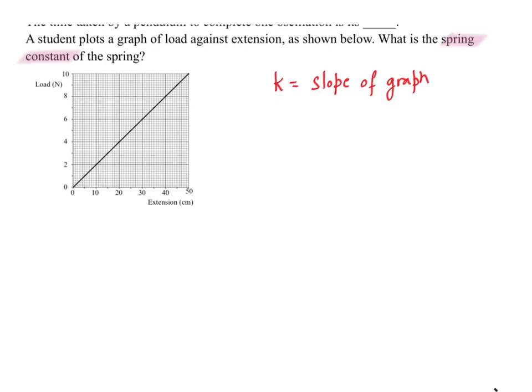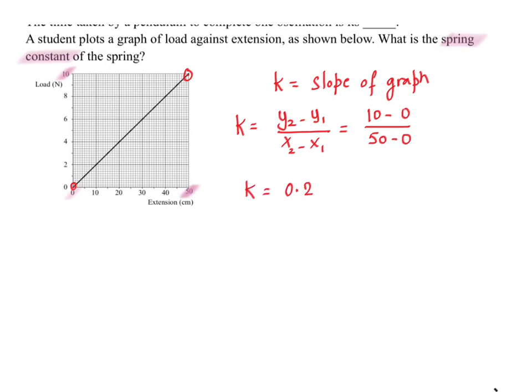So to find the spring constant, we have to use the slope of the graph, which is given by y2 minus y1 over x2 minus x1. Let's take the 2 points on the plot line, one at the origin because that will make our points 0, 0, and one at the end of the plot line, which will give us 10 and 50. So let's put the numbers into the equation. So 10 minus 0, that is y2 minus y1, over 50 minus 0, that is x2 minus x1. We can calculate this and we can get the answer as 0.2 and put the units.